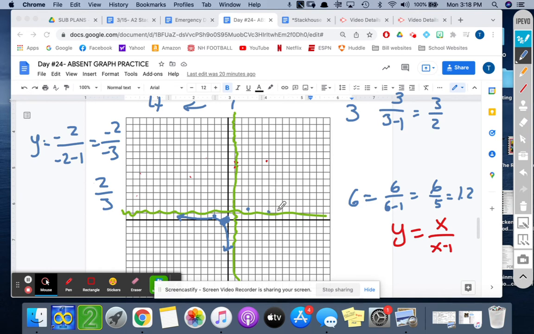Now it looks like it might be sitting on that green, but it's not. It's just hard to do on the tablet again. So if I connect those two dots, it's going to come close to that green line, never touch, never cross, and flatten out, never touch, never cross, in this right-hand corner. All right, so there's the third example, guys.